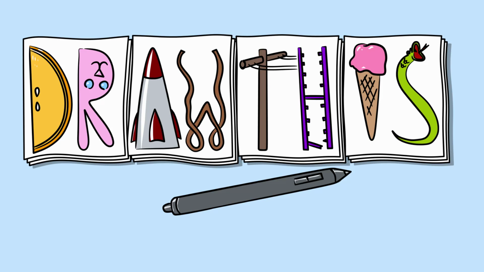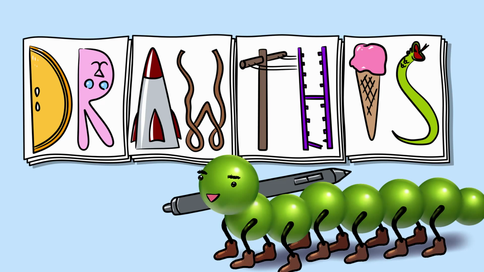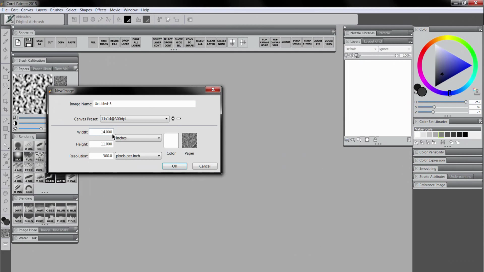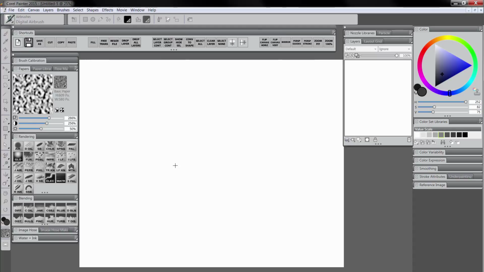Welcome to Draw This. In this episode, I'm going to show you how to draw a cartoon caterpillar using Corel Painter. So let's go ahead and create a new document that's 11 by 14 at 300 dpi, and you could use any size canvas that you want, really.